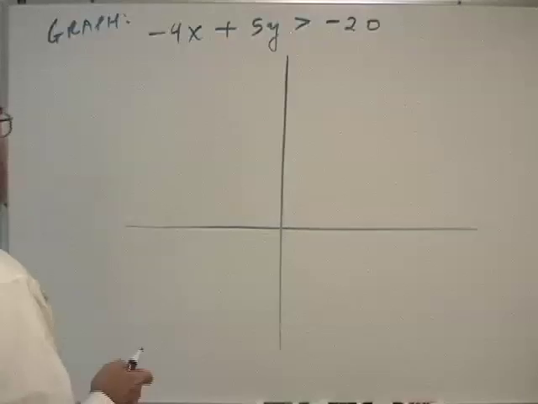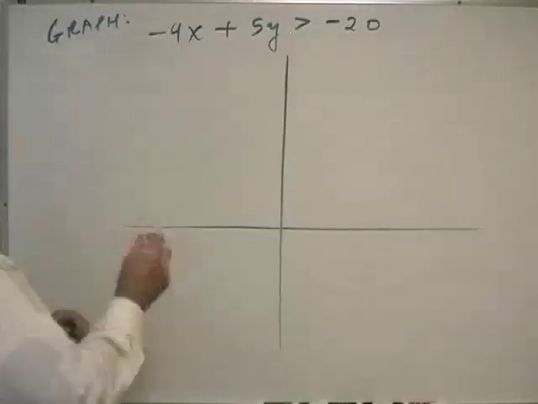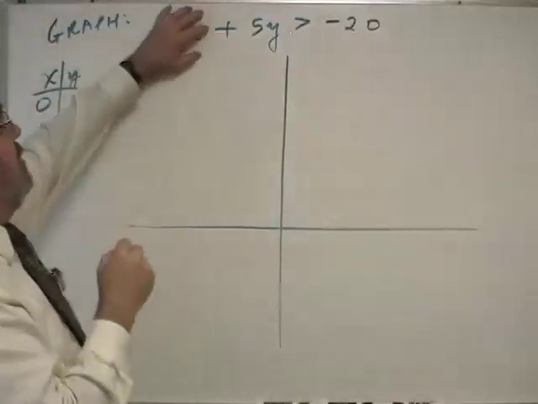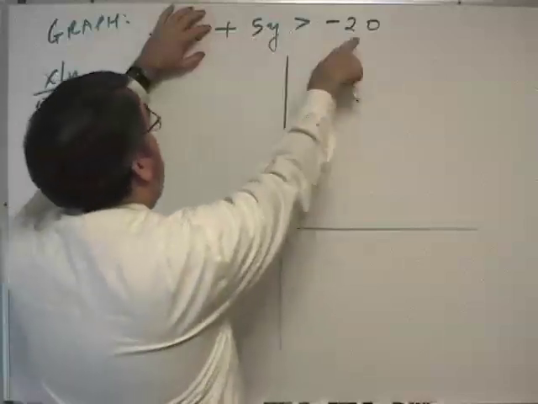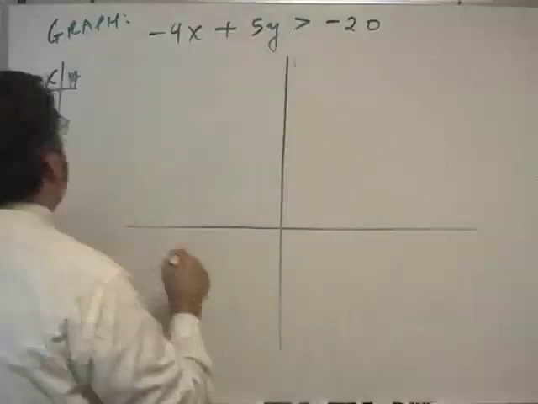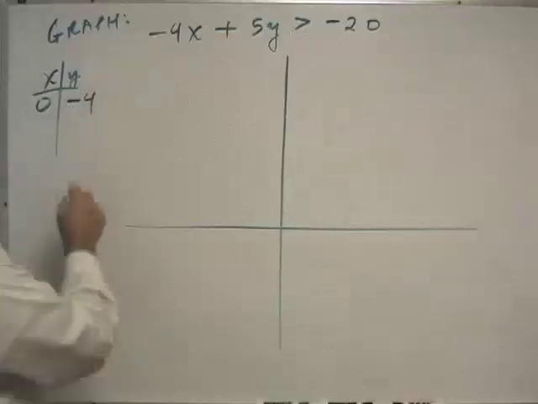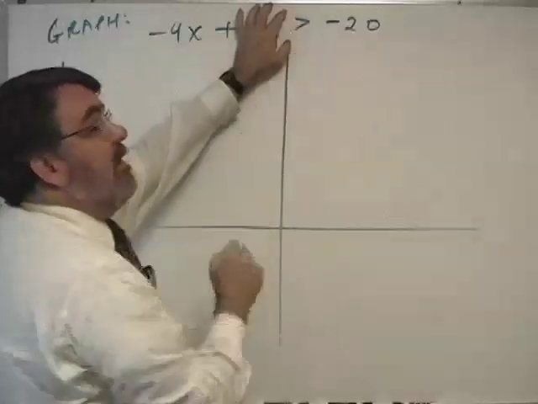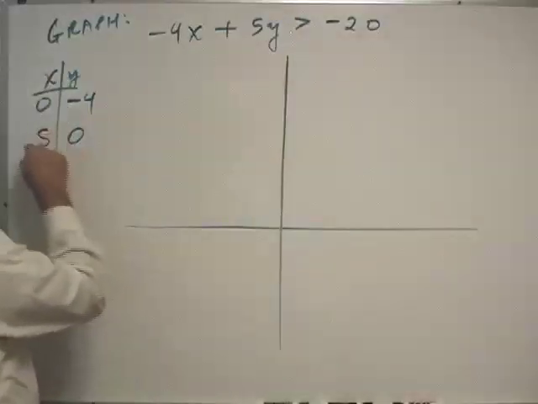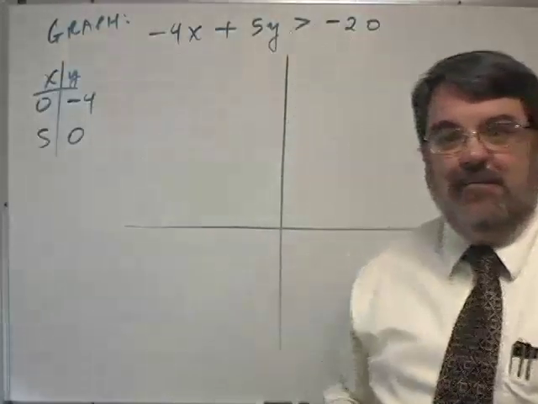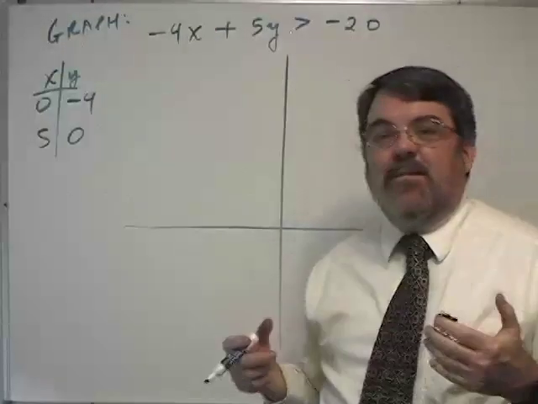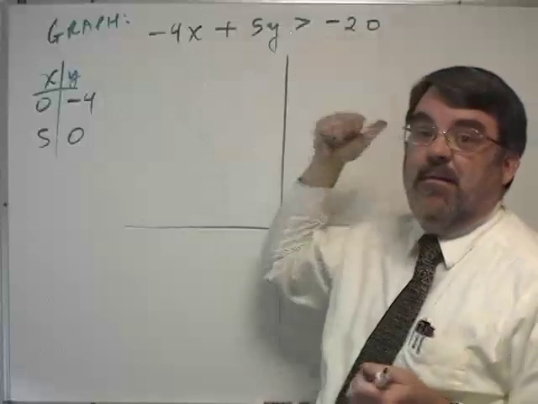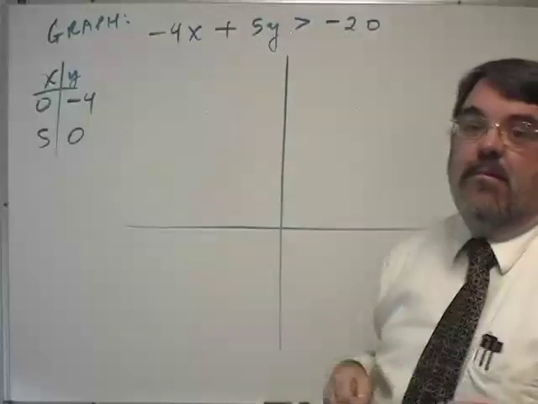Alright, so if x equals 0, let me do a little chart here. I'm going to use the intercept method. If x equals 0, then y would be, divide by 5, y would be negative 4. And then if y was equal to 0, divide both sides by negative 4, and x would be positive 5. Now notice that I'm treating this as if it's an equal, because what I want to graph is the line, and the line is where the left side equals the right side. And then we'll deal with this greater than after that.